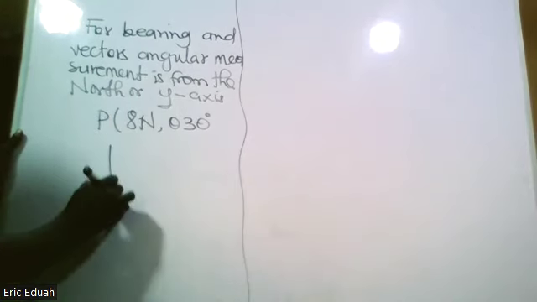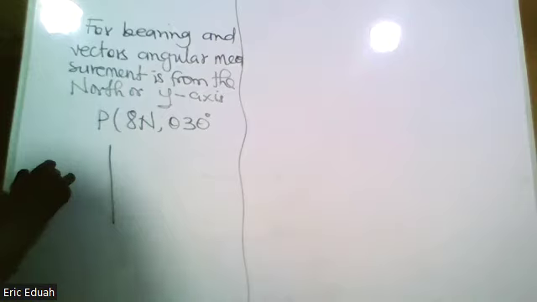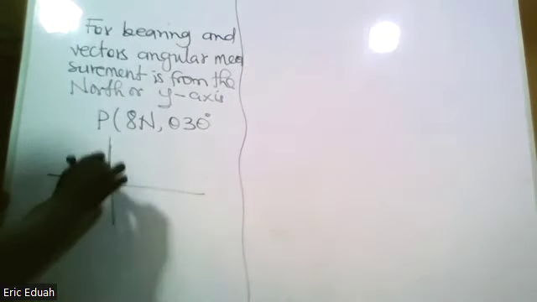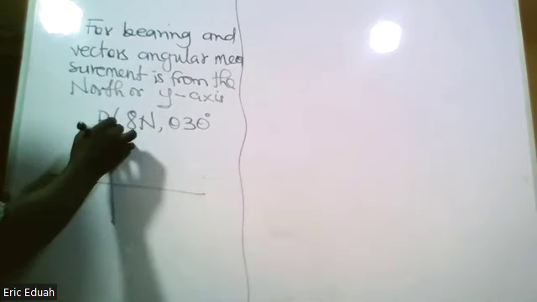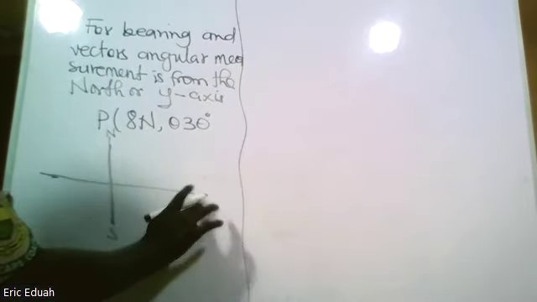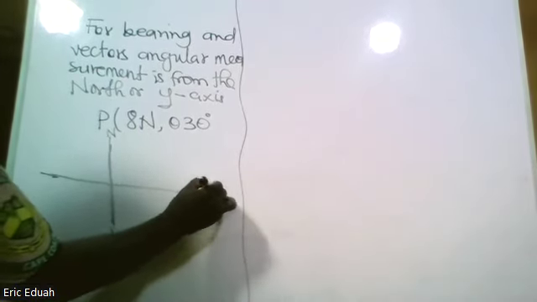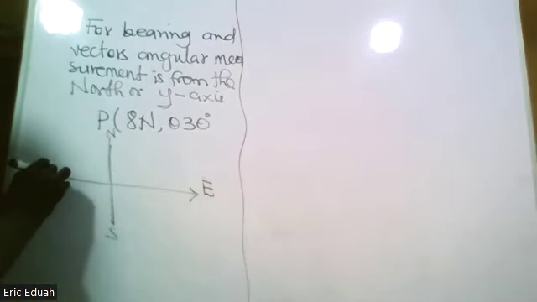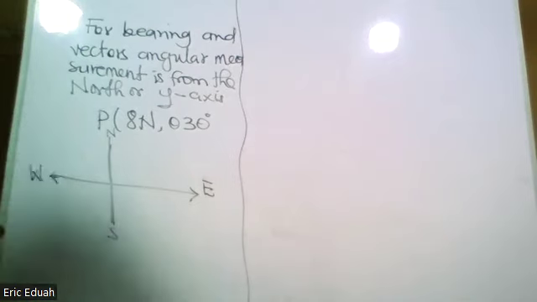Now, I must first draw my cardinal points, indicating the north or y, and this is the south. Then we have here as the east, and then west. For bearings, angular measurement is taken from the north. Okay, so either you draw this as x and y axis or the north and south axis.